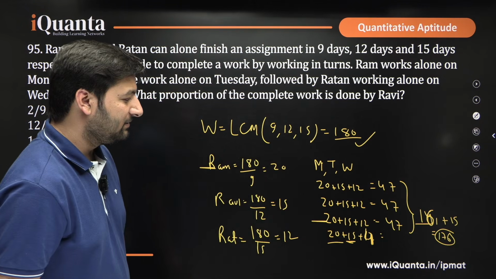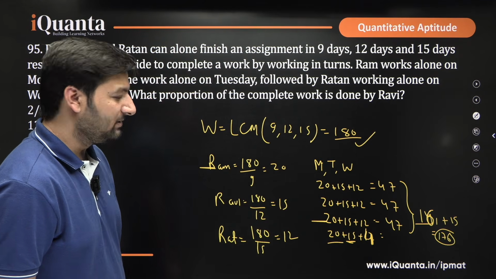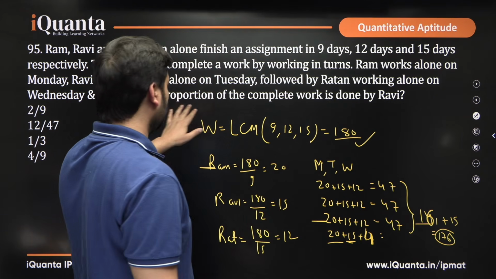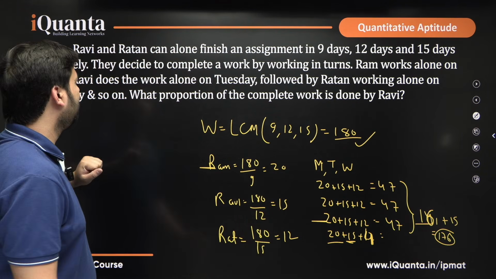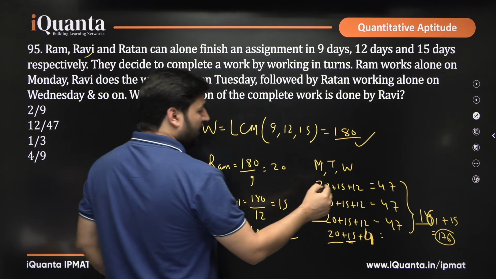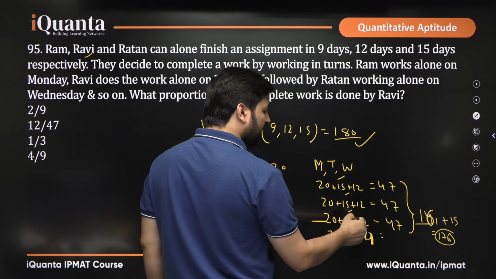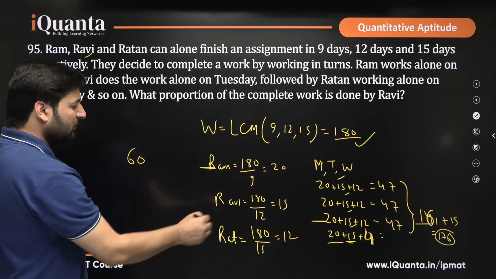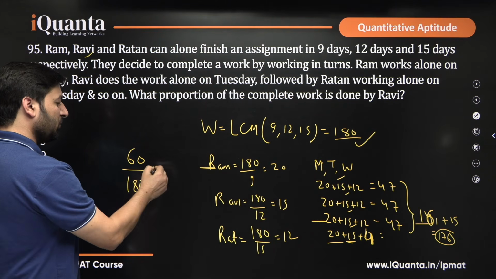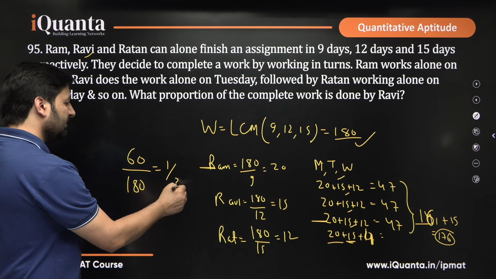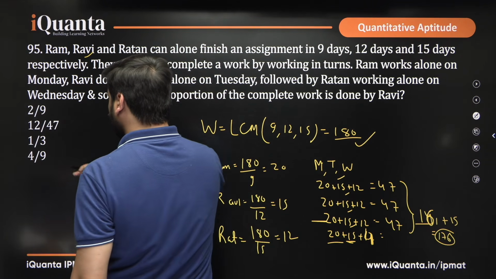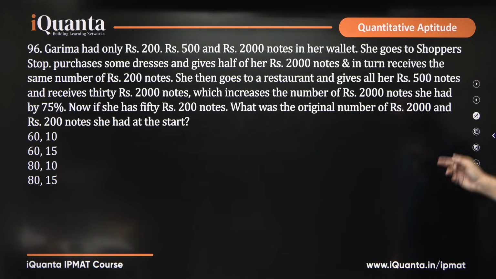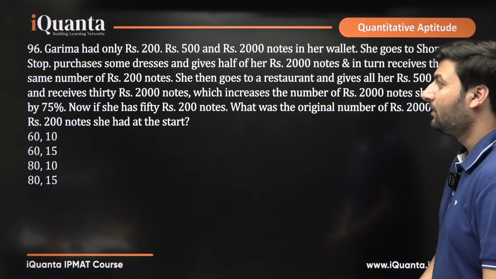So, what do we see here? We have to find out the proportion of complete work done by Ravi. Ravi, the middle one, did how much work? 15, 15, 15, 15 in this entire duration. That means a total work of 60, 15 into 4, out of 180. This is the proportion of work done by Ravi. That is 1 by 3. 1 by 3 is the answer. So, this is an easy question, okay? Easy question based upon time and work, more like Rohtak or JIPMAT. Okay? Let us talk about this.